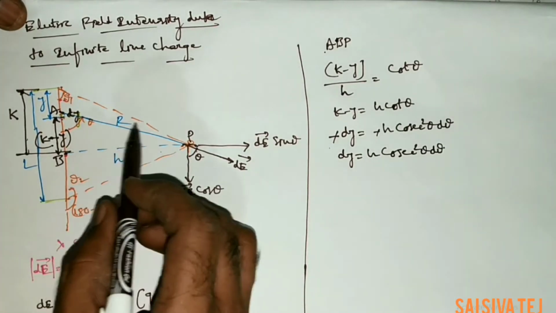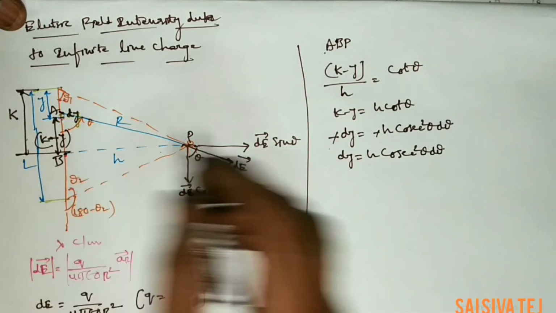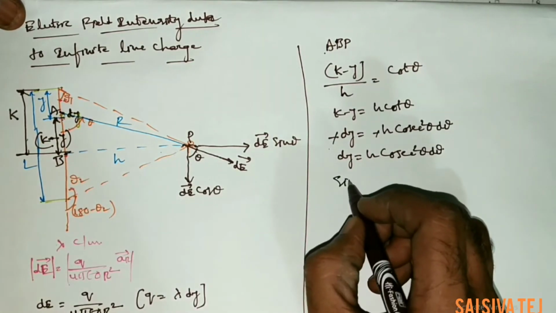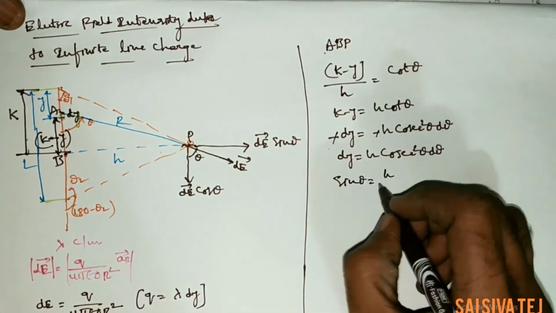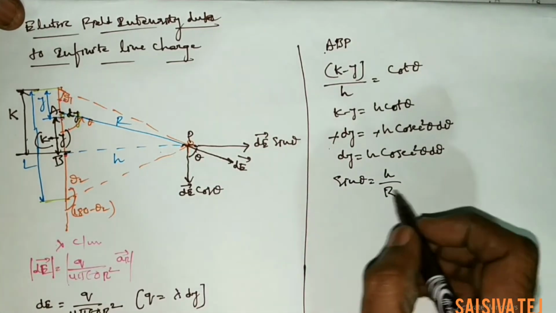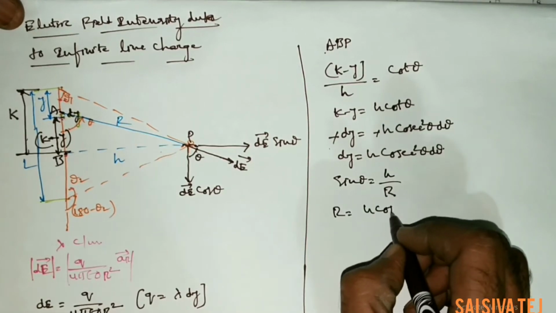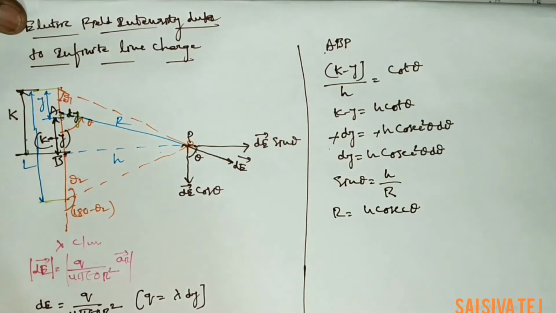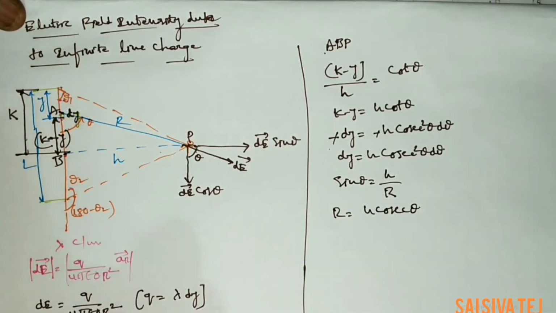When you find r in terms of h, sin theta is given as h by r, and we get capital R = h cosecant theta. Substitute these two values, dy and r, in this equation.